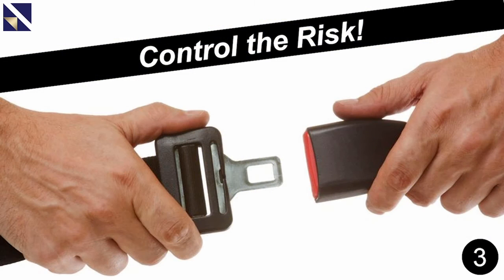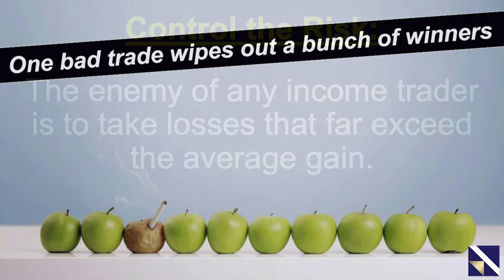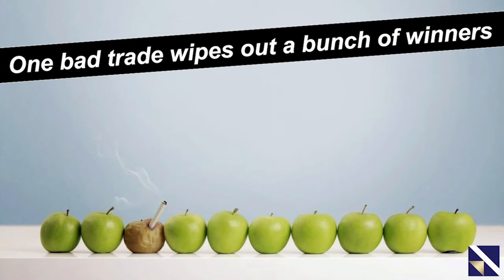Now, control the risk. You want to stay consistent, right? It's like wearing a seatbelt. We don't wear a seatbelt because we think we're going to get into an accident. We wear a seatbelt just in case we do. Now, as an income trader, the biggest enemy you have is to take a loss that exceeds the average gain. So if I'm making $500 on every winning trade I make, I can't have a trade that I lose $5,000 on. One bad trade can wipe out a bunch of winners.